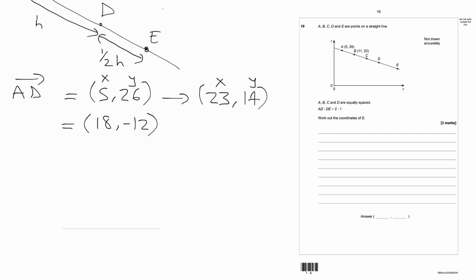Now, what we can say here is, if this distance h between D and E is half of the distance between A and D, then the x and y components of that value of h, so let me just draw this just to be explicit.